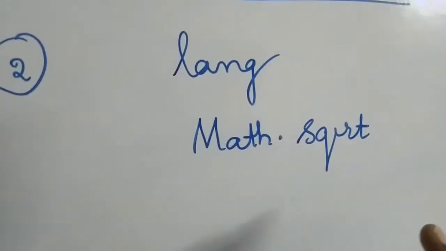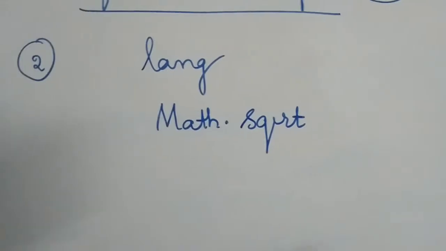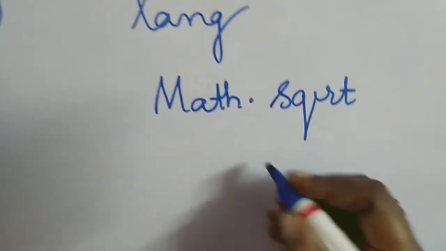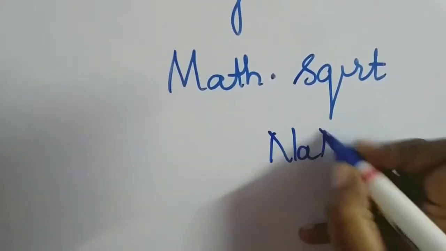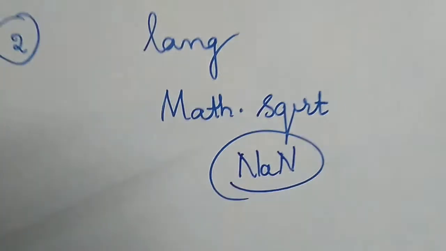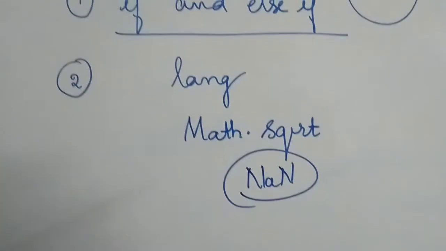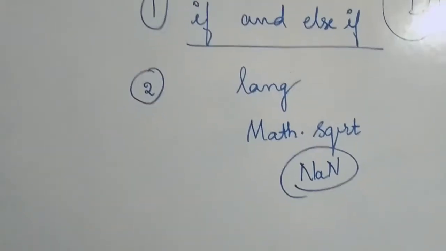It can't give the square root of a negative number. If you try to give a negative number and find the square root, it will give NaN, which is not a number, as the result. So you always have to give a positive value as parameter inside this square root. So this knowledge you need to have.